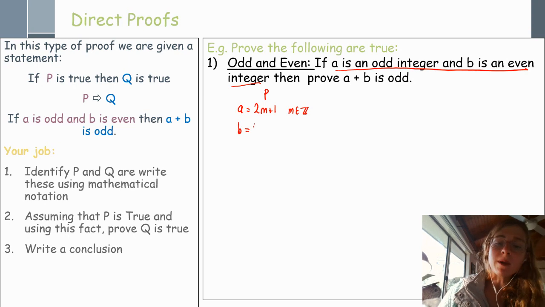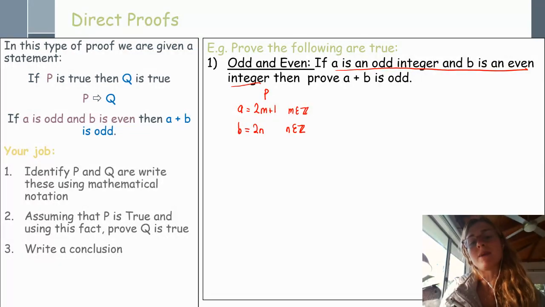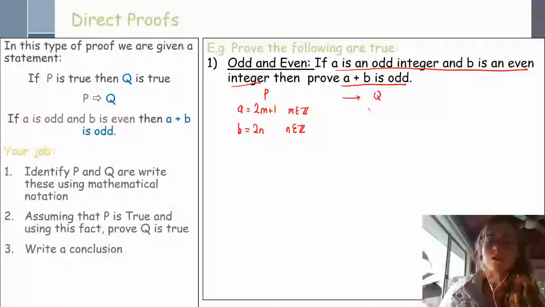If b is even, I could write this as 2n. Again, n within Z. And remember that the m and the n here might not be the same, so I use different variables in this case. Then let's see, what is our Q? Well, Q is this part: a plus b is odd. So Q, we need to prove that a plus b is odd.